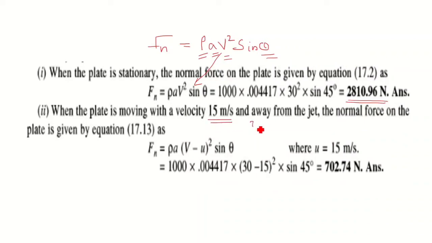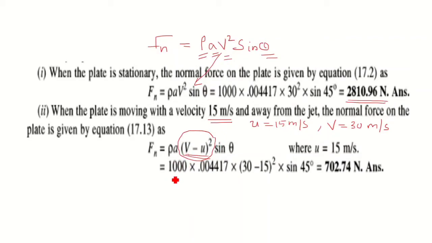Next condition is when the plate is moving with velocity 15 meter per second. So here u is given, u is equal to 15 meter per second. Also v is known. v is the velocity of jet, that is 30 meter per second. So what will be the equation? Equation becomes, instead of v, we have v minus u, since the plate is moving, the jet is striking the plate with a relative velocity only. So rho a (v minus u) whole square sine theta. The only difference is that instead of v, we have to substitute v minus u.